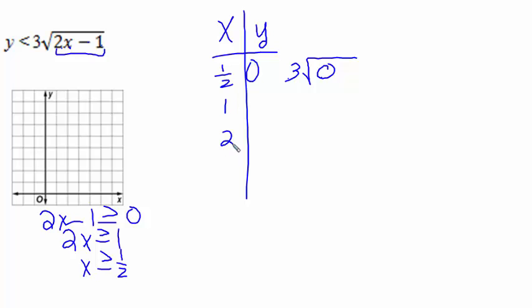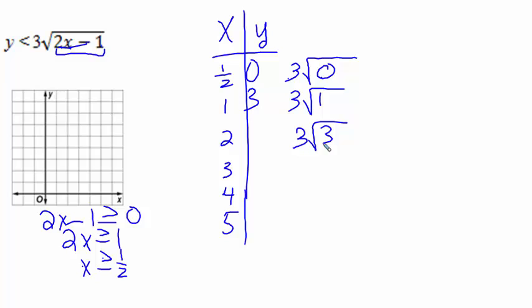Then you probably want to plug in some x values that are to the right of 1/2, since x is all the stuff greater than or equal to a half. So if we plug in 1, inside the square root, 2 times 1 is 2, minus 1 is 1. Square root of 1 is 1, 3 times it is 3. If you plug in 2, inside the square root, 2 times 2 is 4, take away 1 is 3. A calculator will tell you that 3 times the square root of 3 is pretty darn close to 5.2.